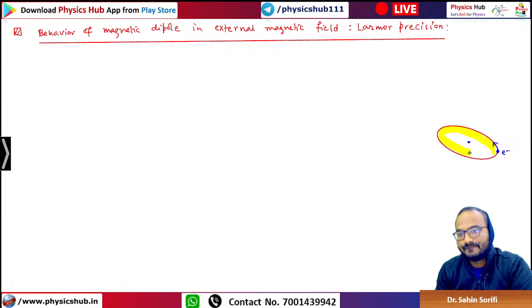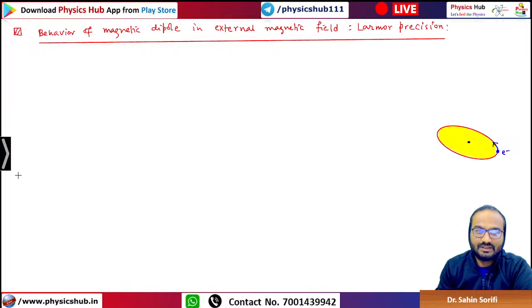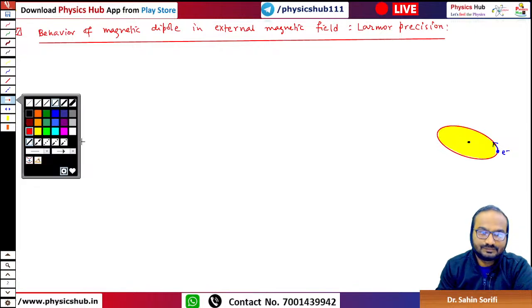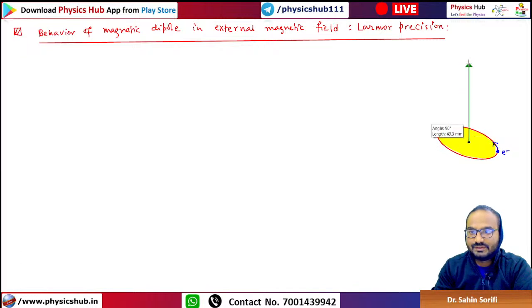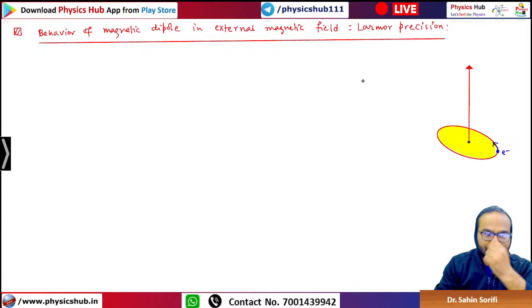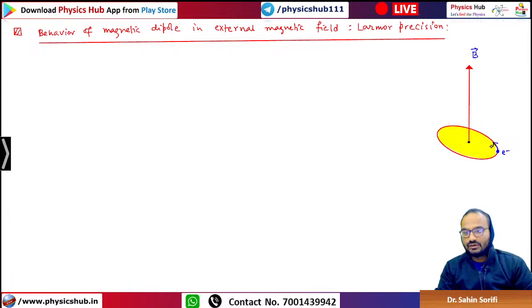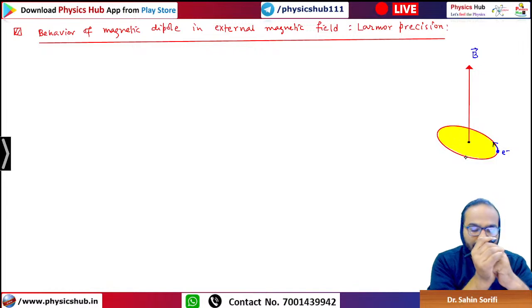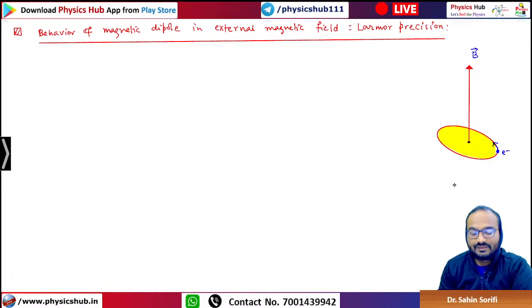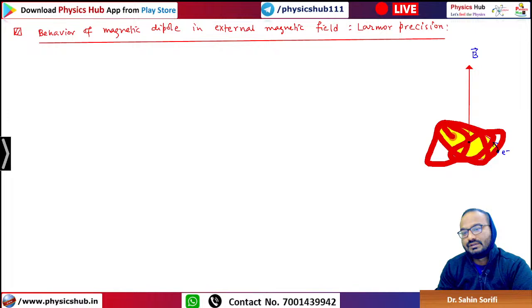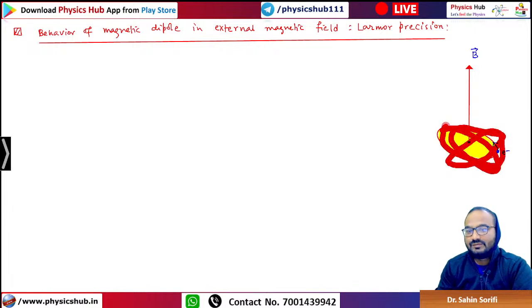Now if you place this loop, or this atom, in an external magnetic field, let's say a magnetic field applied along the z direction, denoted by B, what will happen under this situation? This electron orbit will precess around the magnetic field. If you have seen some animation of how atoms behave, it can take different shapes.